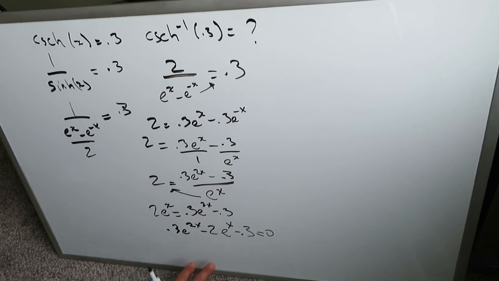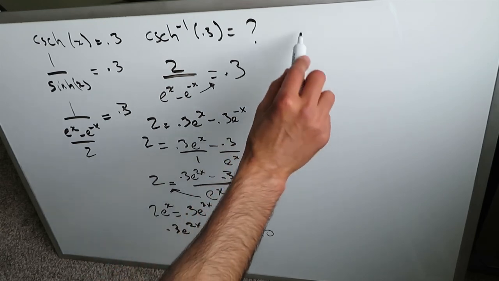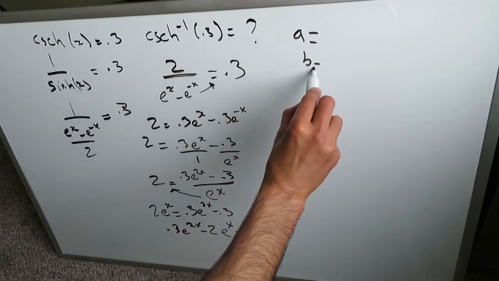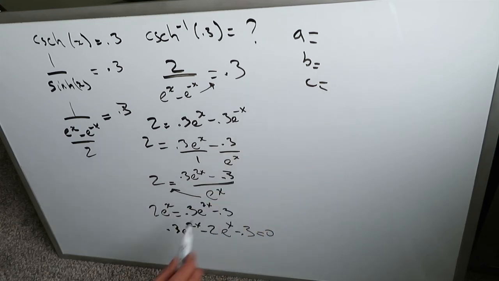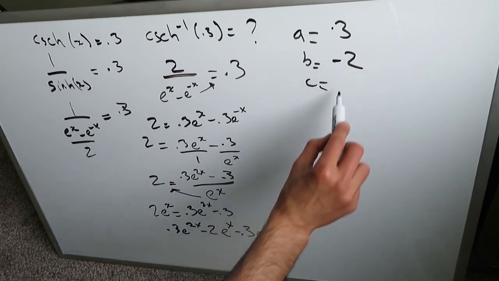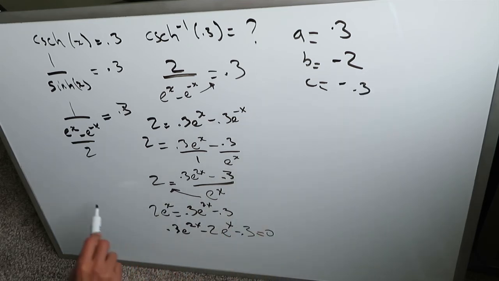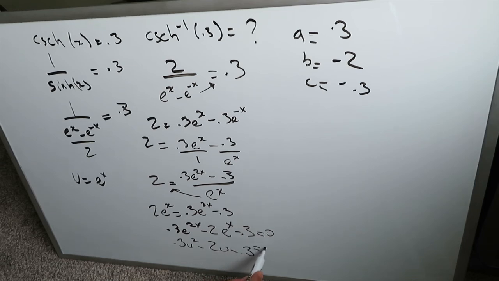Quadratic equation, ax squared plus bx plus c. The quadratic formula will apply over here. A, b, c. 0.3 is my a value. B is minus 2, c is minus 0.3. Look over here, substitution. Let u equal e to the x. Therefore, all of this is 0.3 u squared minus 2u minus 0.3 equals 0. Now we're actually solving for u.